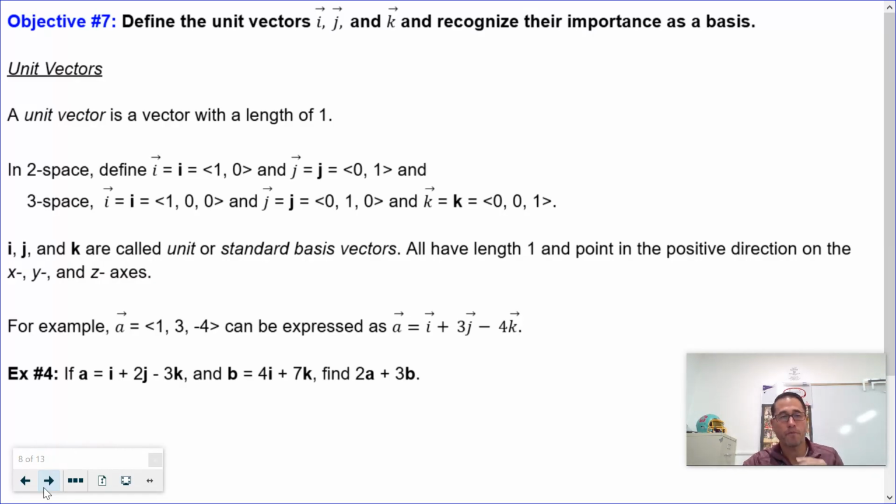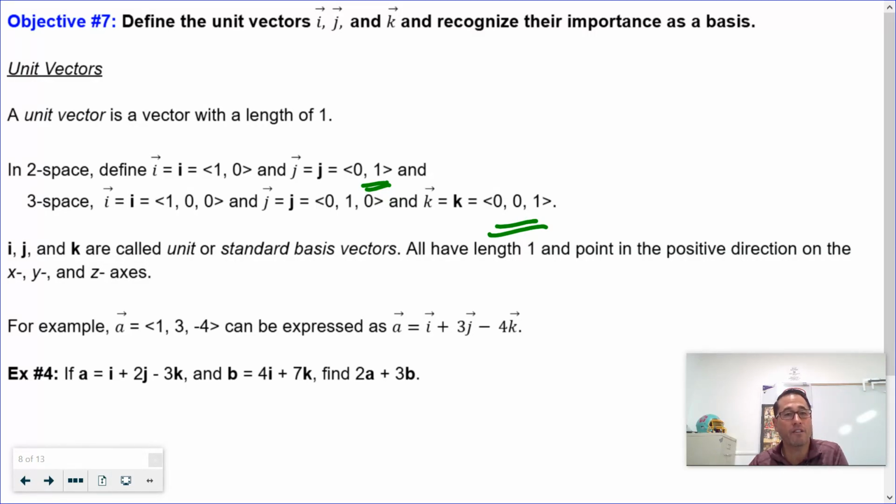Unit vectors, okay? We did do unit vectors in BC also. But we want to be able to define unit vectors for our i, j, and k vectors and recognize the importance of each one of those. If we're in 2 space, our unit vectors are always of length 1. So our i component unit vector would be 1, 0. j would be 0, 1. If we go to 3 space, we add the third dimension, which is the k component, which would be 0, 0, 1. And those are all called unit vectors.